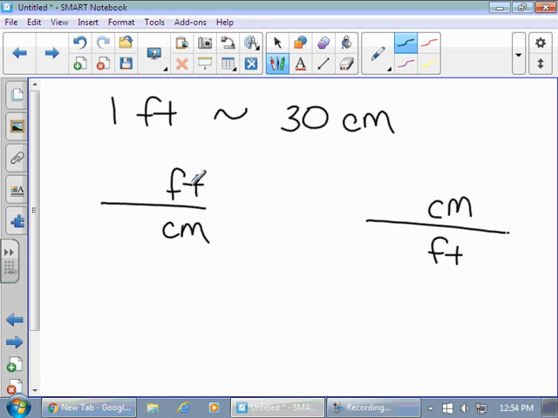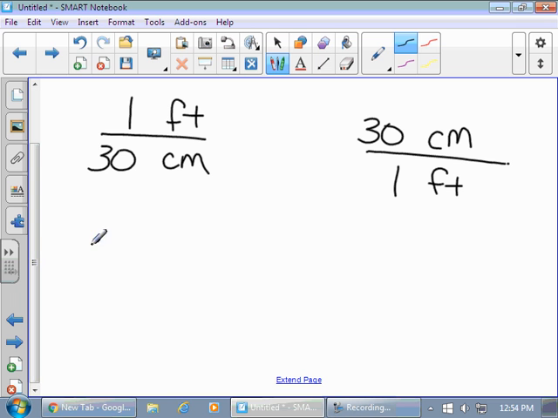So now line up the numbers. How many feet? 1. And how many centimeters? So how many centimeters? And how many feet? There's my two fractions. Okay, so I'm going to use one or the other, depending on what I have. Okay. So now let me ask this question. If you have 2.5 feet, how many centimeters are you going to have? Do the math on your paper, and then we're going to talk about it.